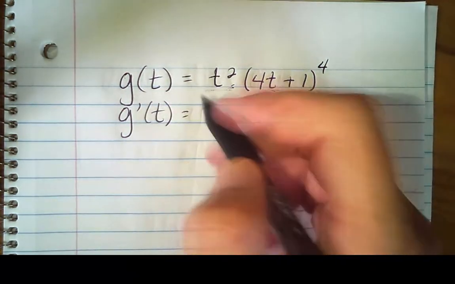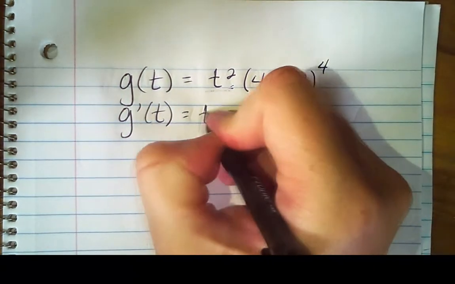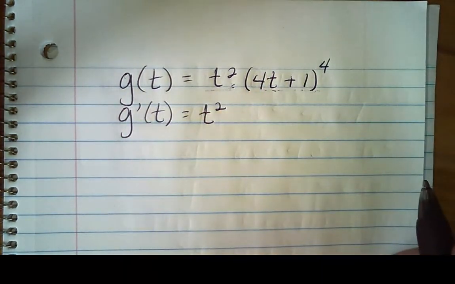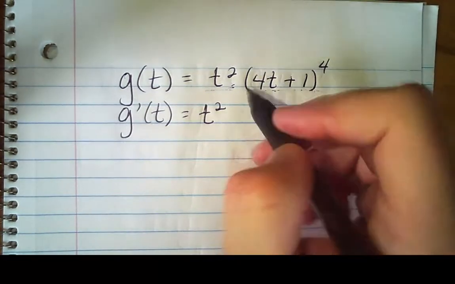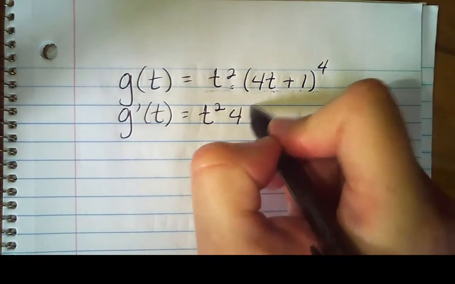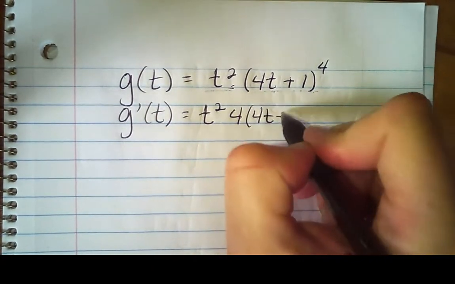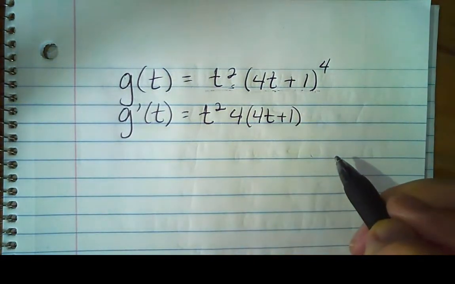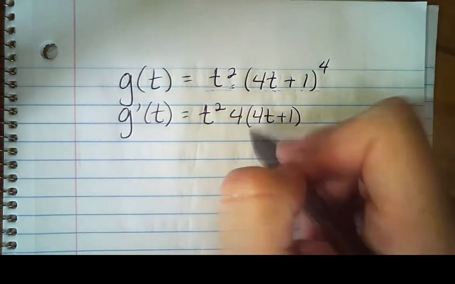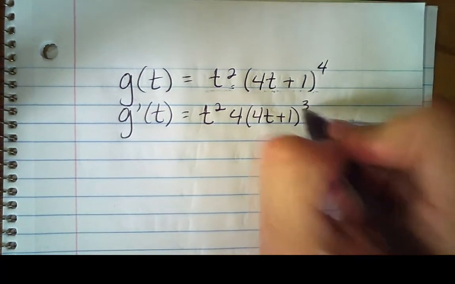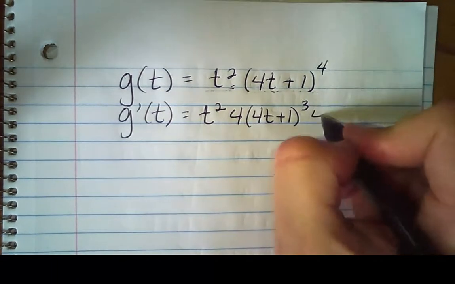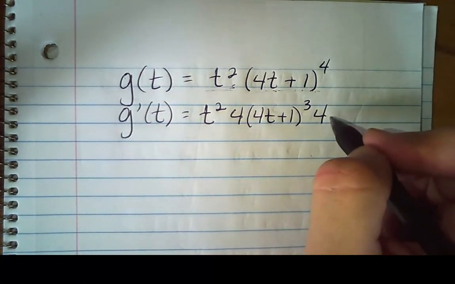Okay, so product rule says first, so I have a t squared, times the derivative of the second. So drop your exponent out front, times what's inside. Don't change it. Drop your exponent by 1. And now times the derivative of the inside.